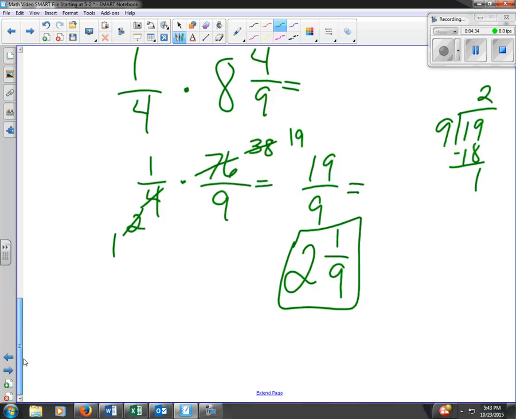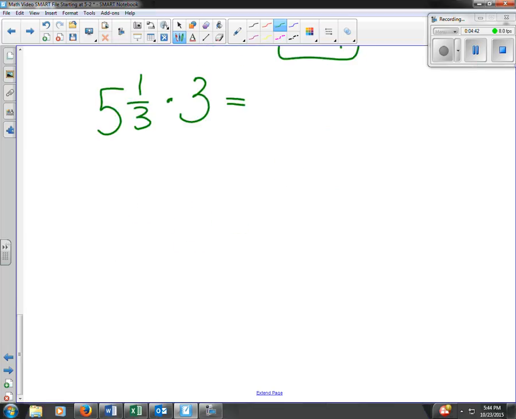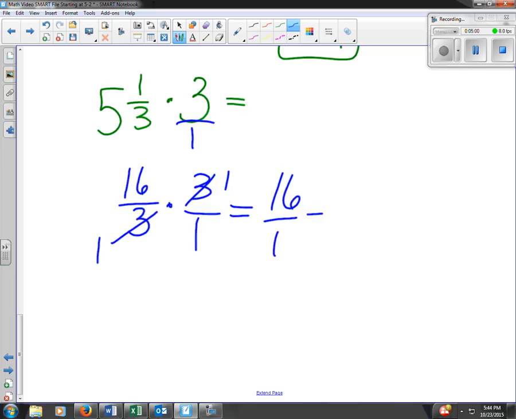Make sure you know what you're doing. Again, you're writing down every single example. 5 and 1/3 times 3, the whole number. You put the 3/1, and you make the 5 and 1/3 into an improper fraction. So you get 16/3 times 3 over 1. Of course you make your life easier. So the answer is 16 over 1, or just 16. See? Definitely make your life easier if you can. Make sure you do that.